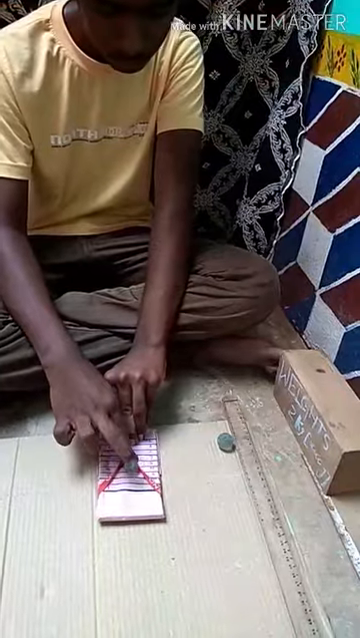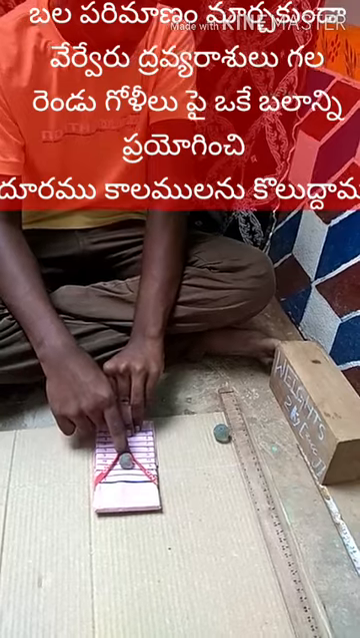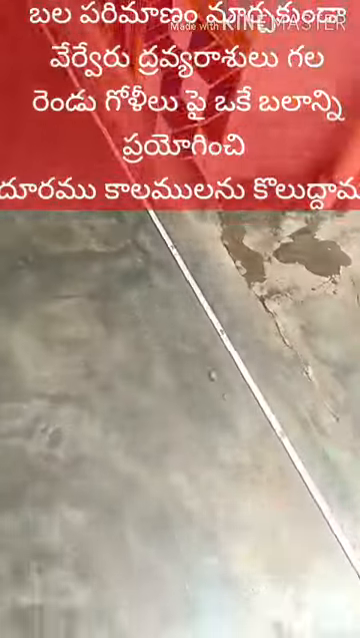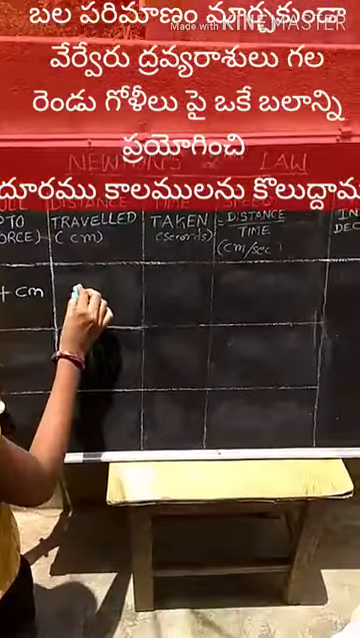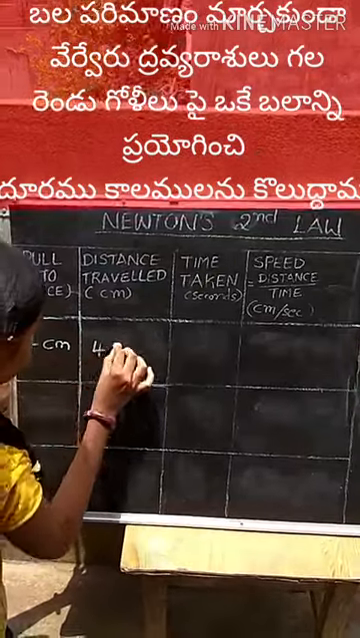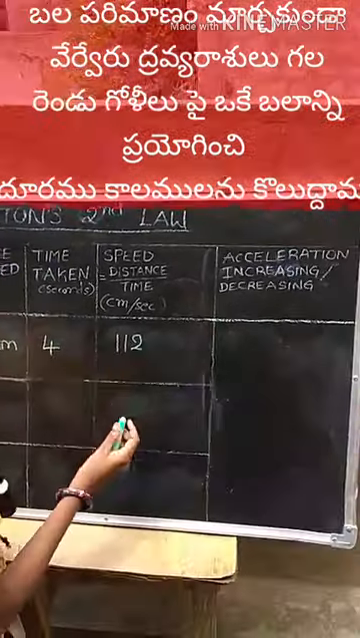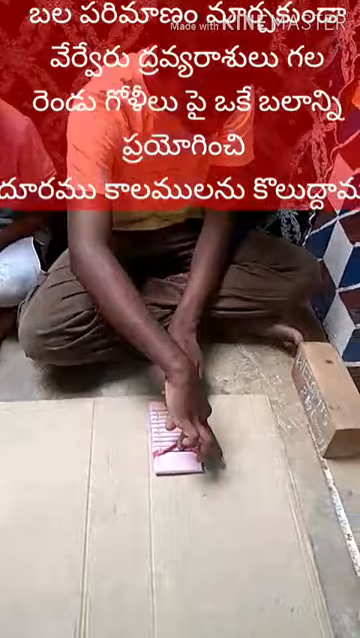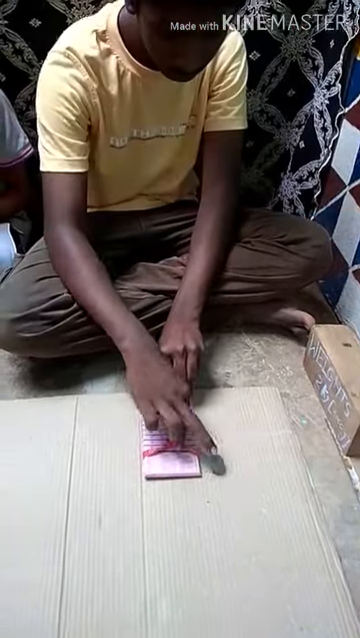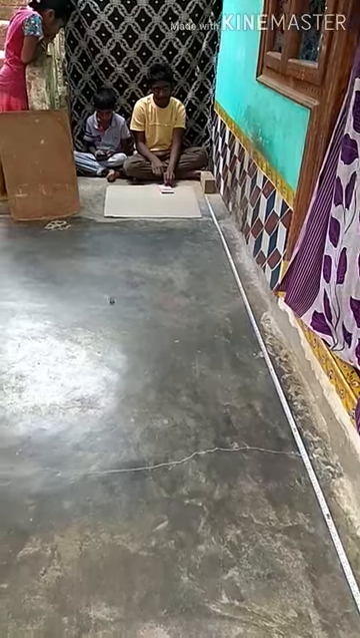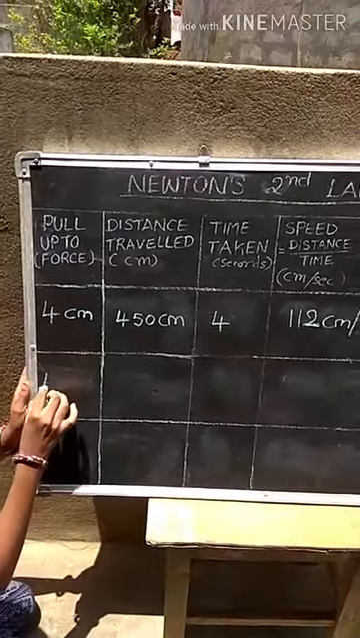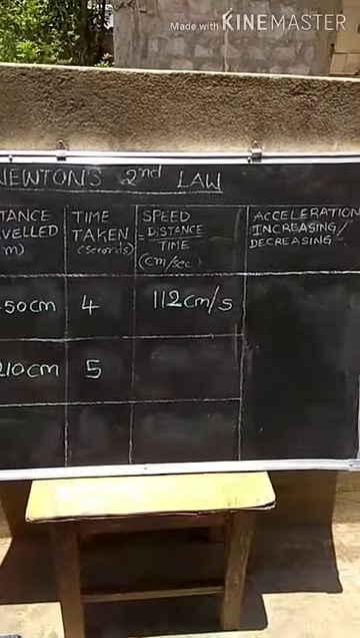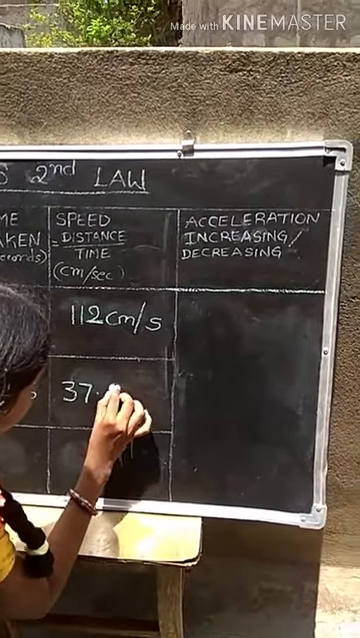Let us apply the same force on a smaller mass object and a larger mass object. 450 centimeters, 4 seconds, 112 centimeters per second. Pull the larger mass object with the same force. 4 centimeters, 210 centimeters. Time 5.6 seconds. Speed 37.5 centimeters per second.